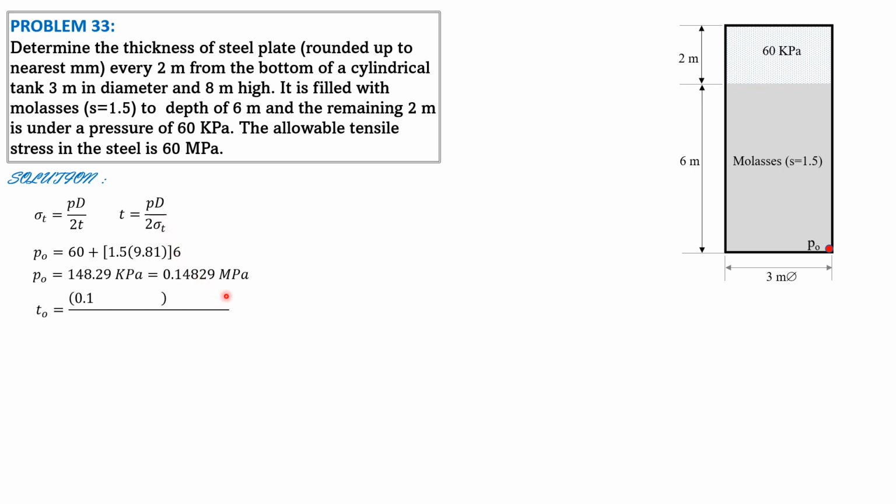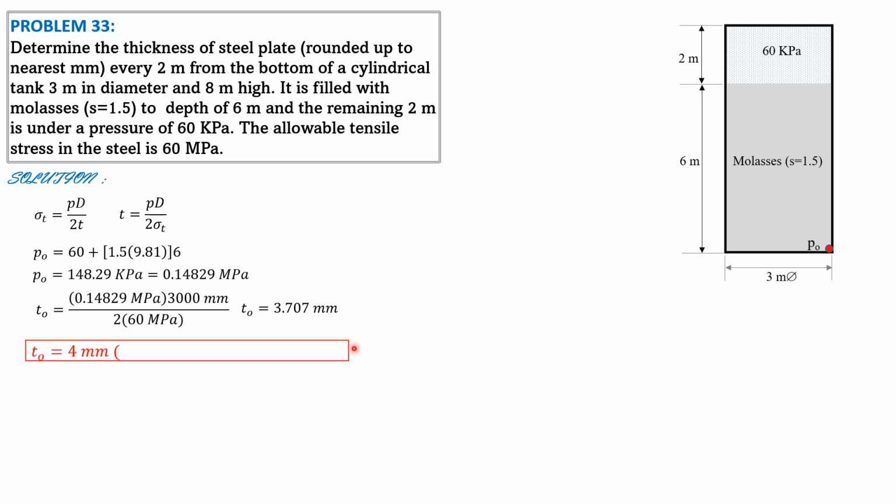So the required thickness of steel plate at the bottom is pressure 0.14829 megapascals, diameter in mm 3000 mm, divided by 2 times allowable tensile stress 60 megapascals. So cancel megapascals, and T sub O is in mm. So solving for the required thickness at the bottom of the tank, thickness of steel plate is 3.707 mm. So we round this up to 4 mm. So the thickness at the bottom, T sub O, is 4 mm. And let's indicate that's the thickness of plate at the bottom.